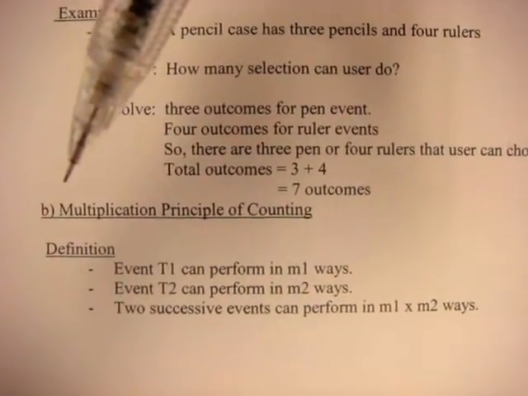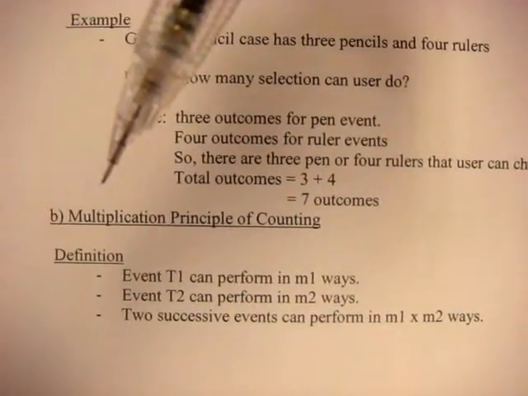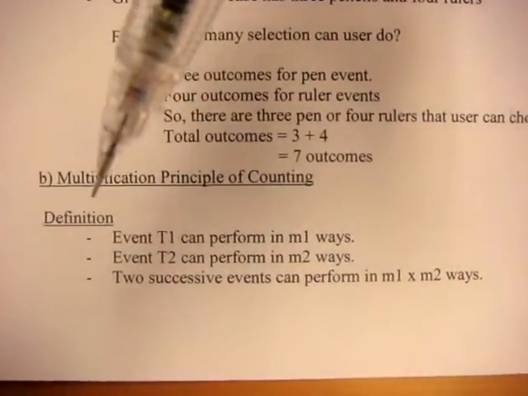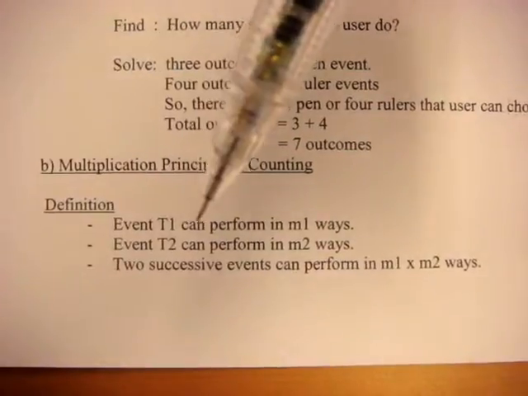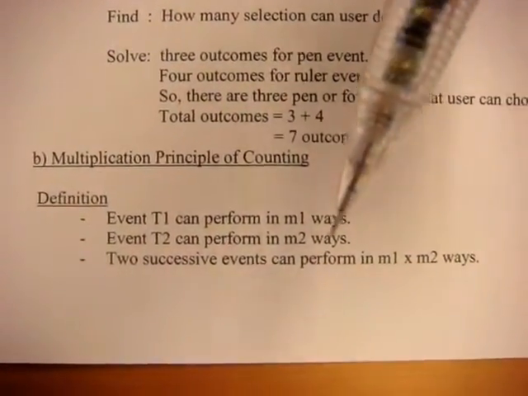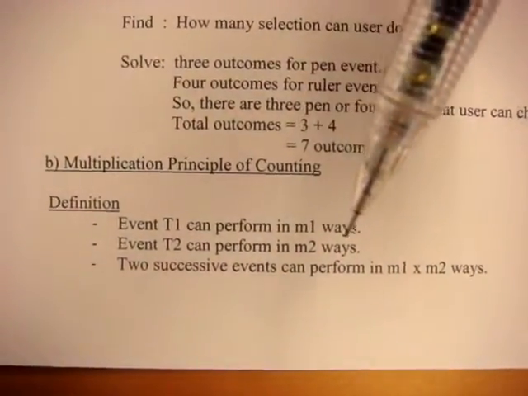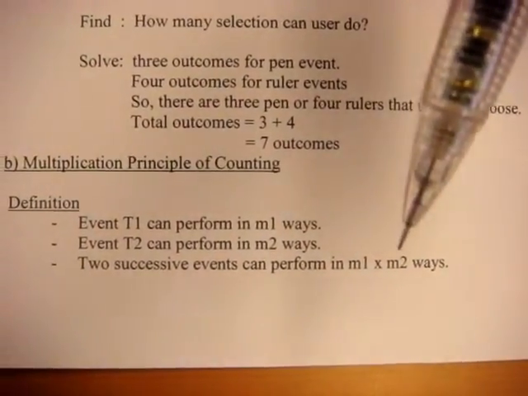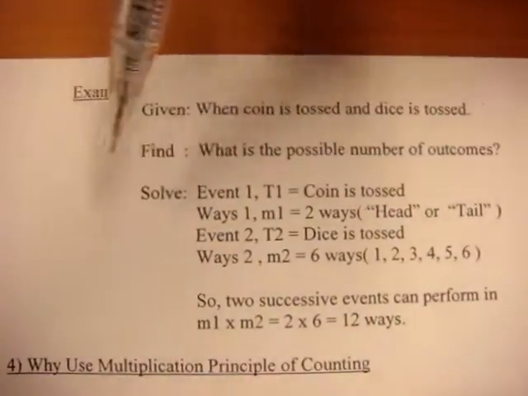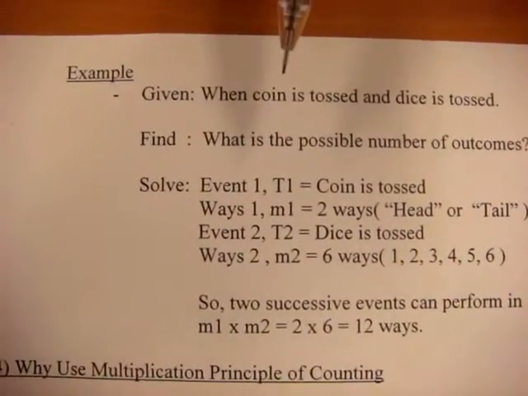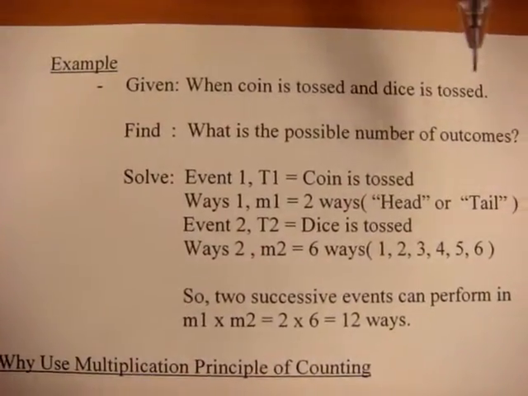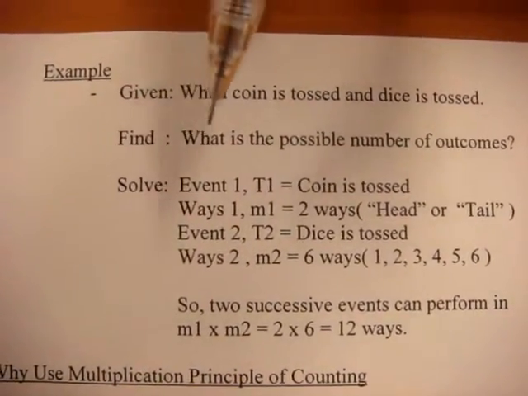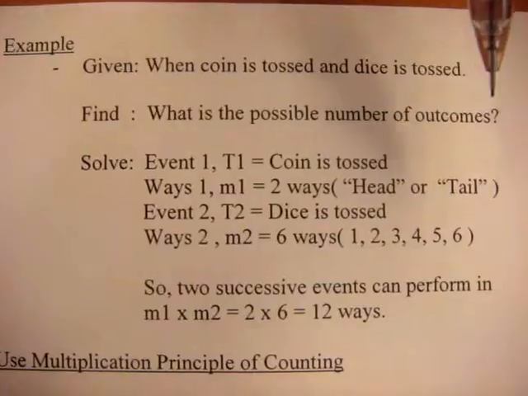The second principle is the multiplication principle of counting. The definition is: event T1 can be performed in M1 ways. Event T2 can be performed in M2 ways. Two successive events can be performed in M1 times M2 ways. The example is: given when a coin is tossed and a die is tossed, find the possible number of outcomes.